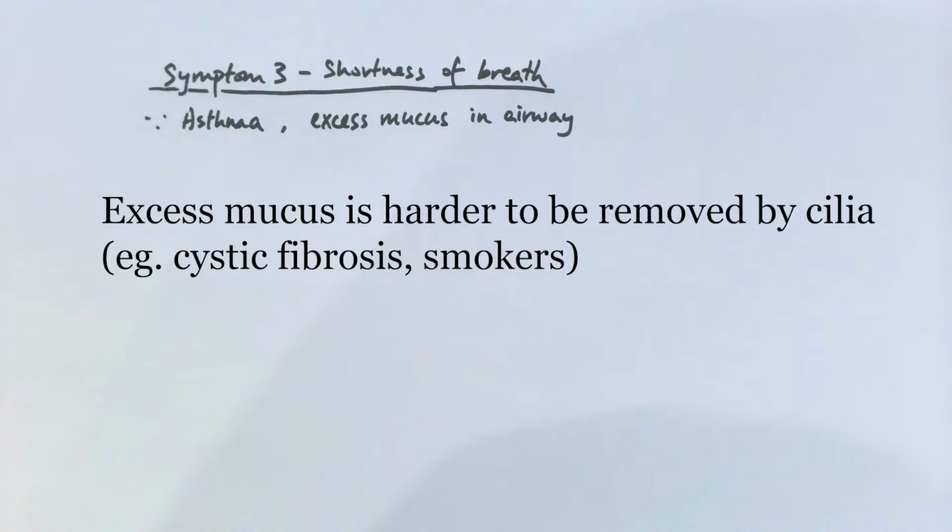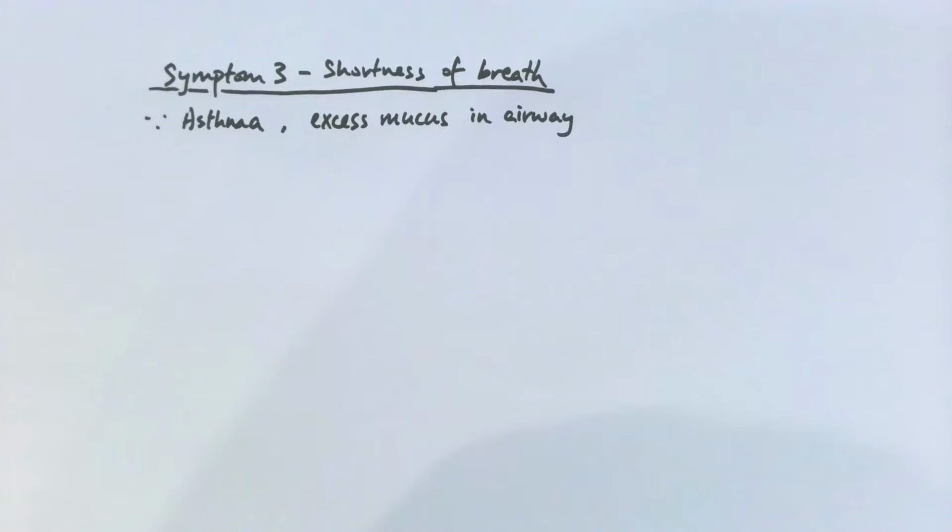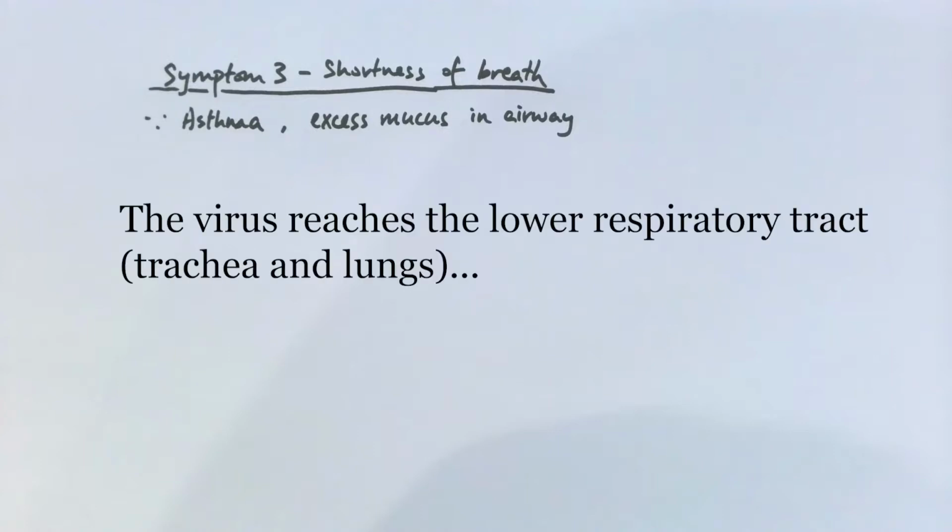medical conditions such as cystic fibrosis or smokers. This is the same for COVID if the virus has reached the lower respiratory tract, which is the trachea and the lungs, which is an indication that the infection has passed the initial stage, where it just stays in the upper respiratory tract, that is your nose and your throat.